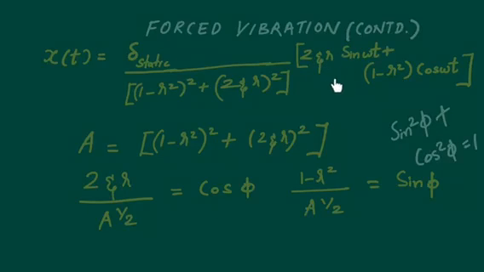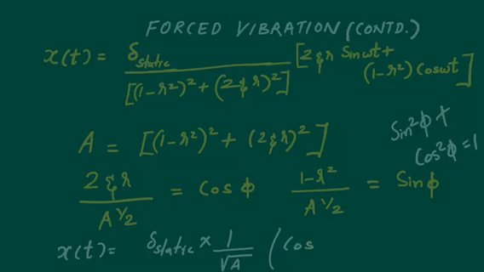Now, if we make this kind of substitution and plug this back here, then 2 zeta r can be represented as root a times cos phi, and this can also be root a times sine phi. So effectively x of t can be written as x of t equal to our delta static divided by root a, because root a comes out of the whole expression. Then we will get cos phi sine omega t plus sine phi cos omega t.